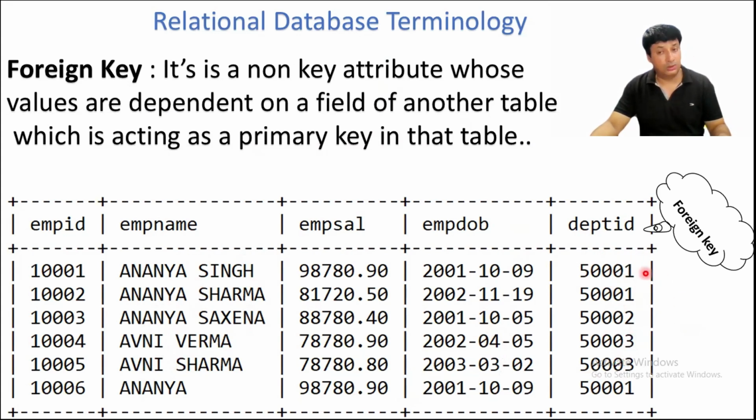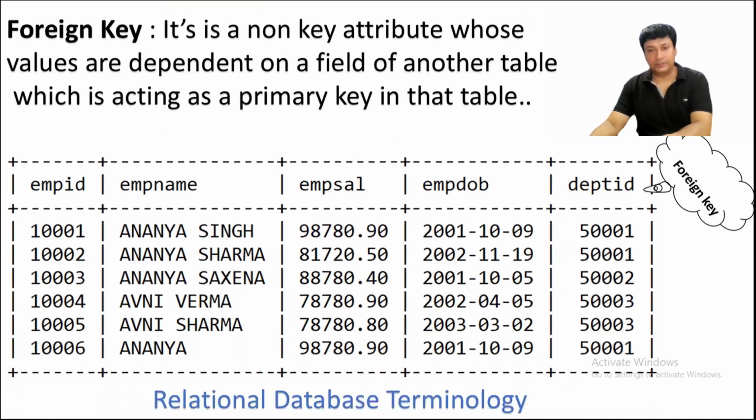But all the values which are set for the department ID must exist in the department table's department ID field, because these values are drawn from there. If you try to enter any other value in the department ID of the EMP table, it should be discarded if this field is set as a foreign key. Once you set this field as a foreign key, it will not accept any value other than the values which are there in the department table.